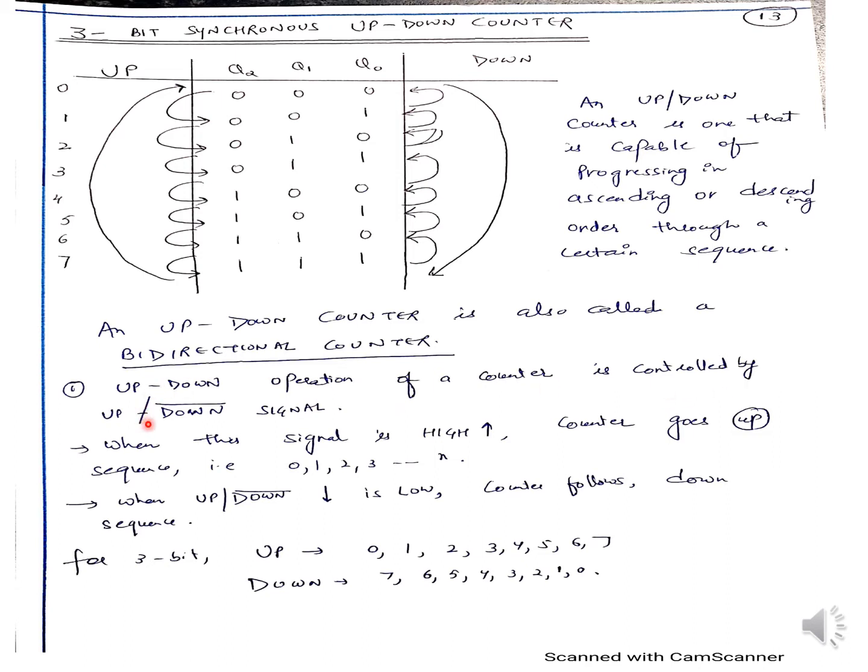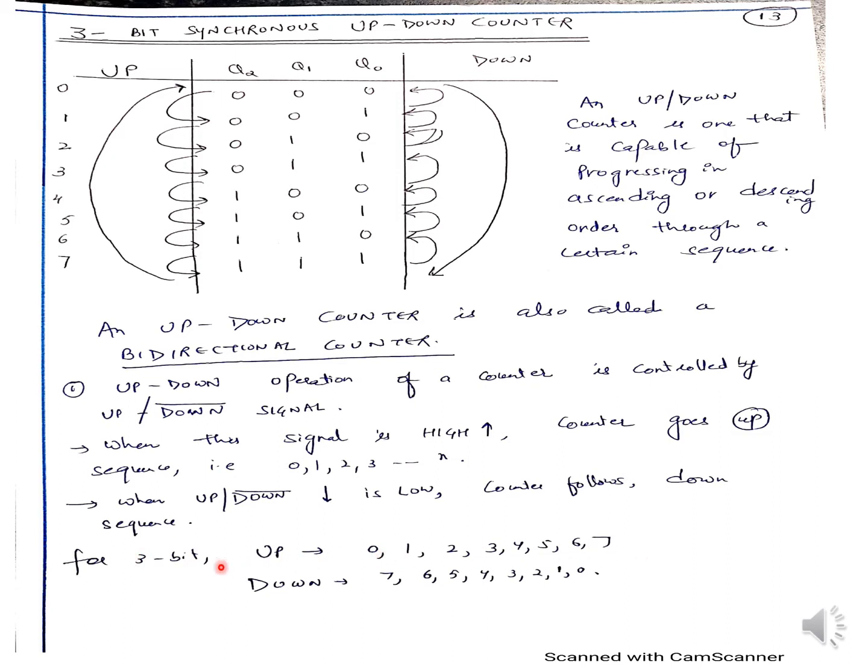Here this part is very important. Up-down operation of a counter is controlled by the up-down signal, written as up/down bar. When this signal is high, meaning 1, the counter goes in up sequence, that means 0, 1, 2, 3 till n. When the up-down signal is low, that means 0, the counter follows the down sequence. So this is up, 0 to 7, and this is down, 7 to 0.